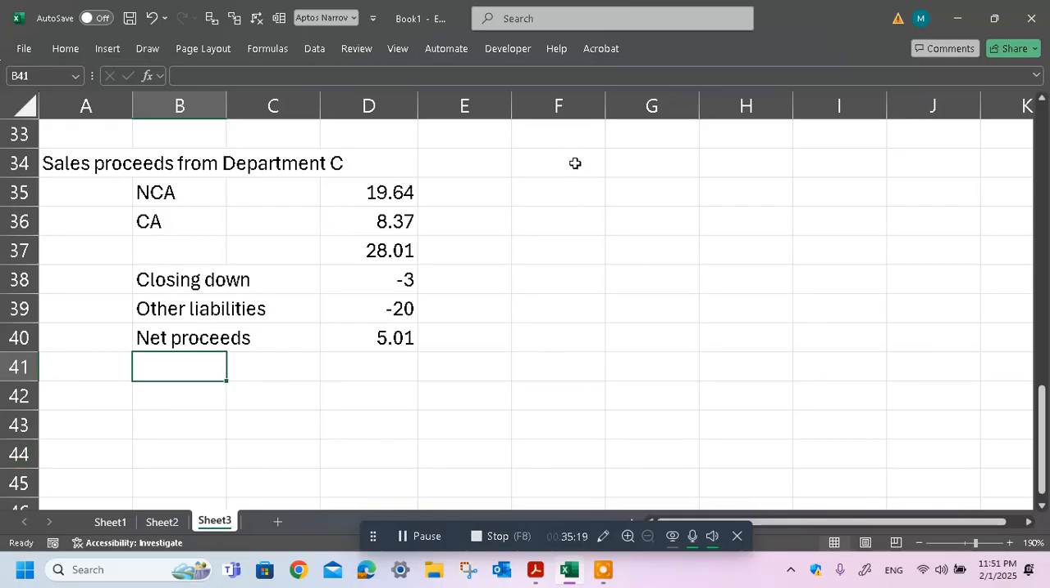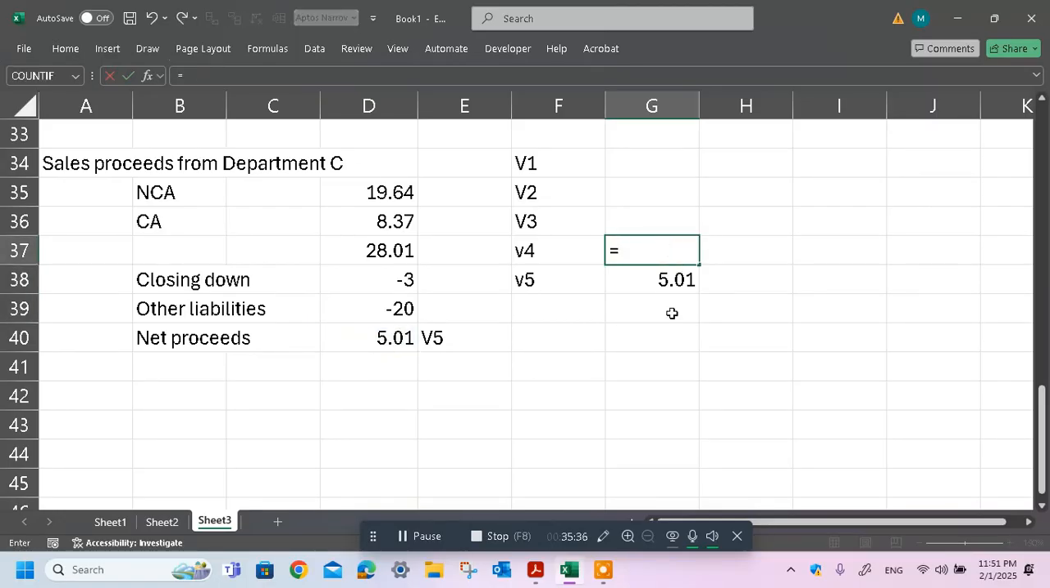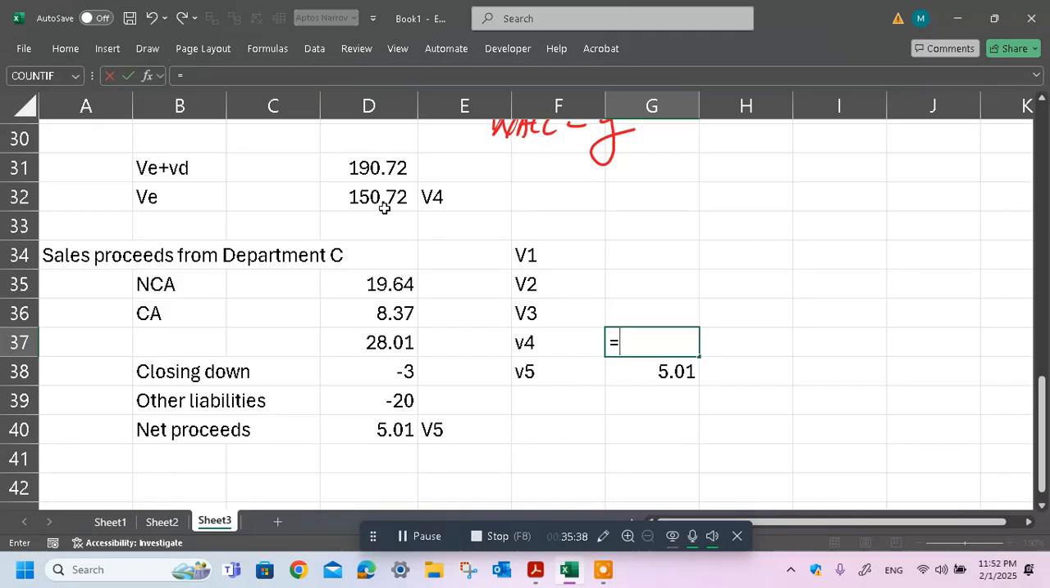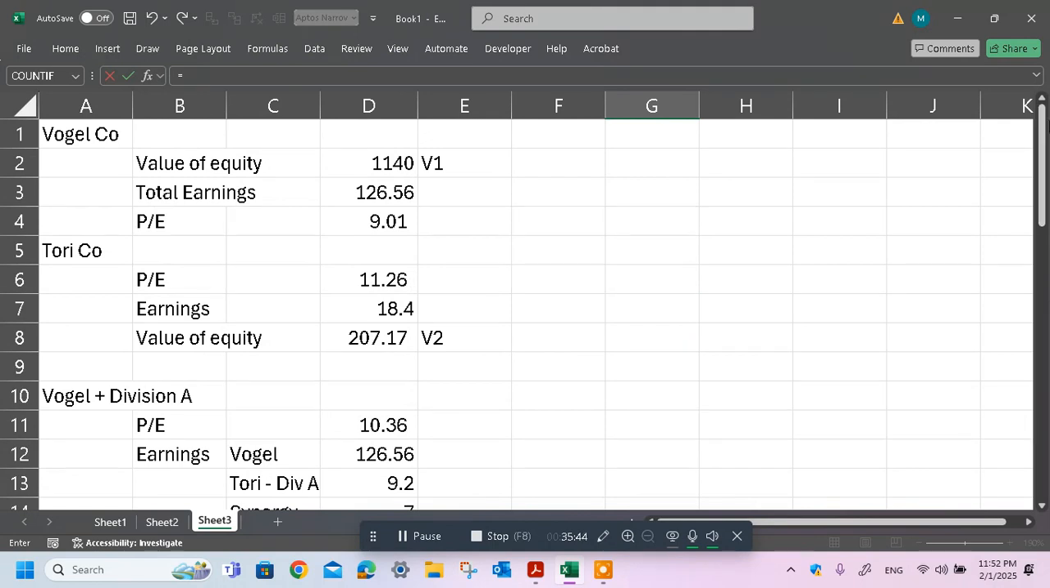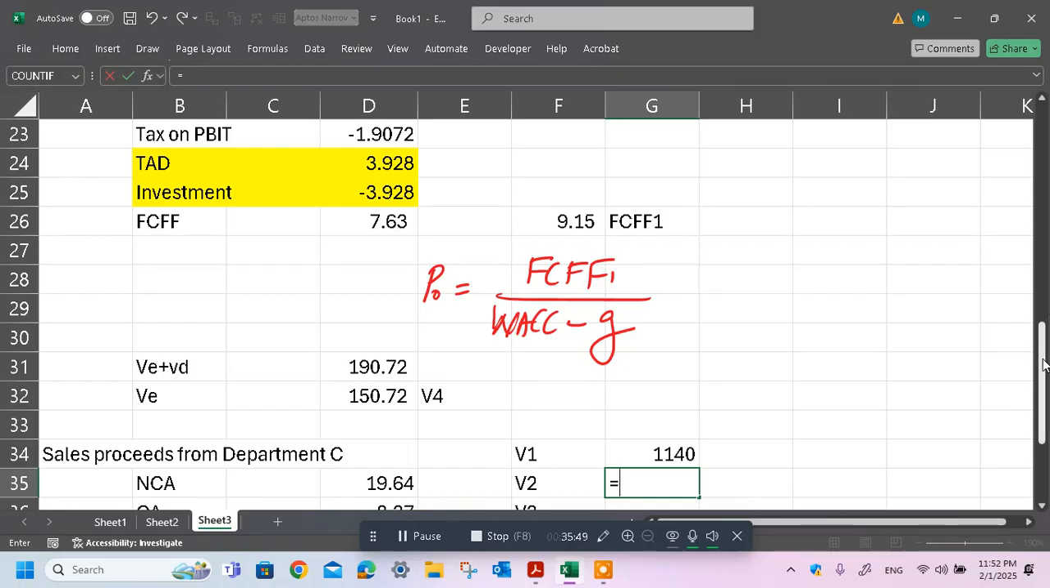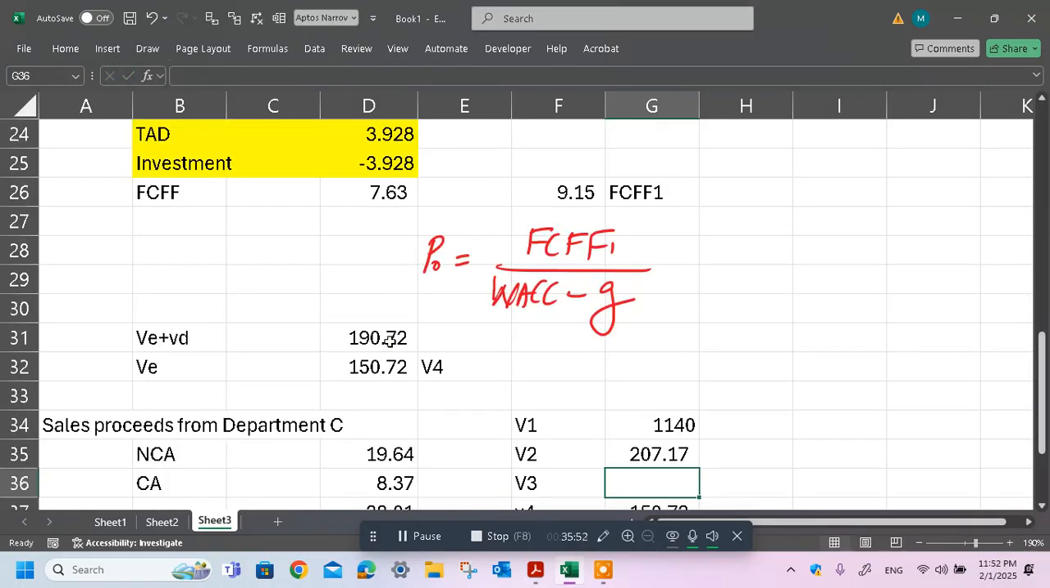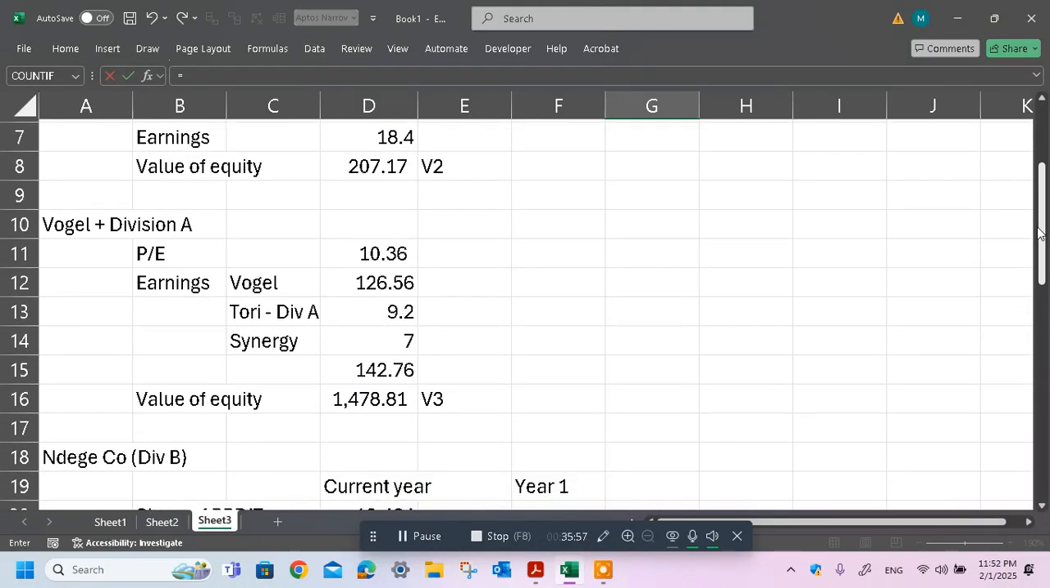$5.01. So let me mark down the values one by one. V5, this is V5. V4, this one. V3, V1. V1 was there at the beginning. Here, value of equity, V1. V2. V3. There you go.